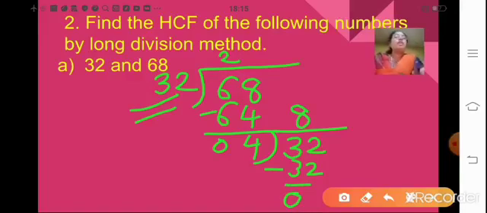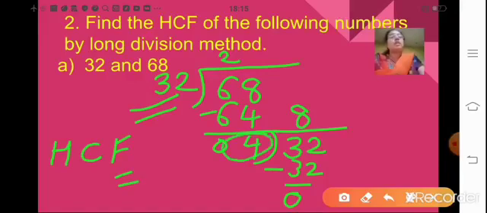Yes. So now what is your HCF? Your last divisor is your HCF. So your HCF here is the number 4. Okay, that is your last number by which you divide, or you can say the last divisor becomes your HCF in the long division method.